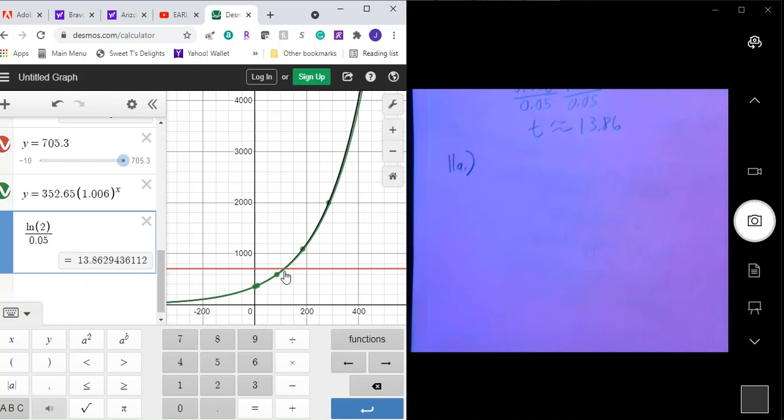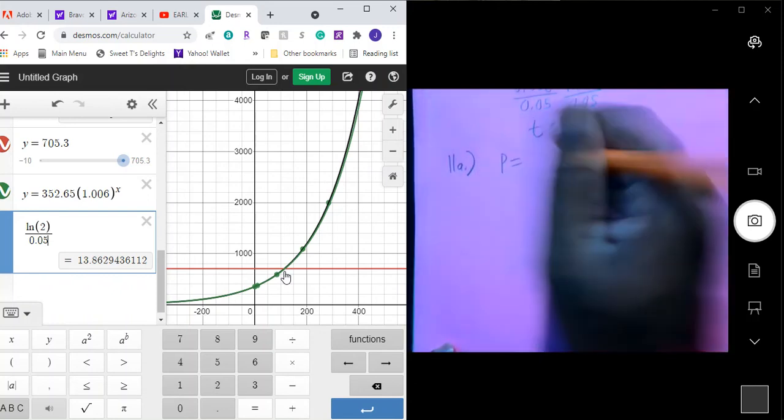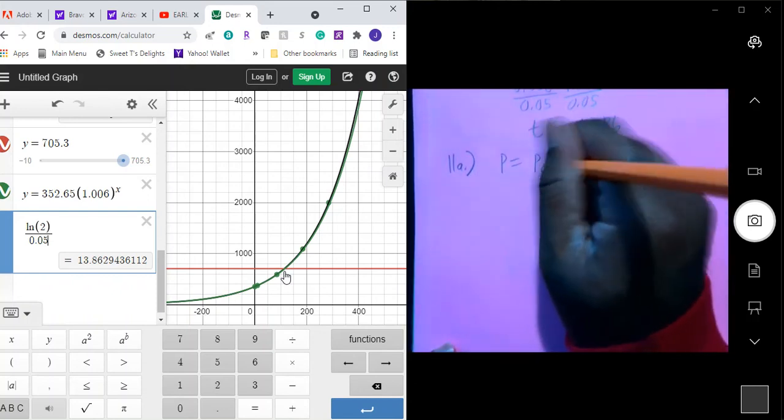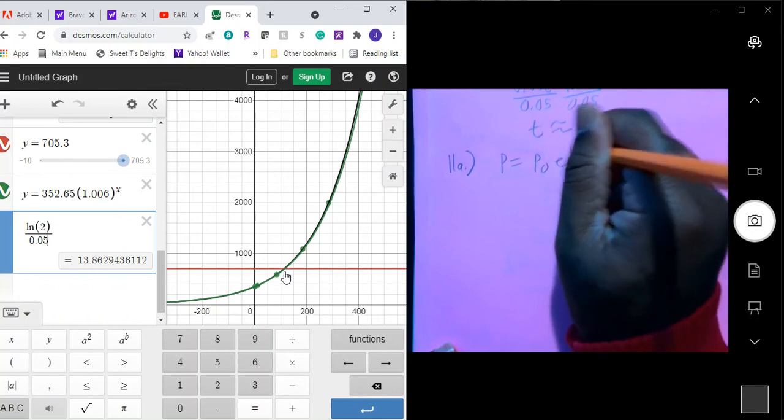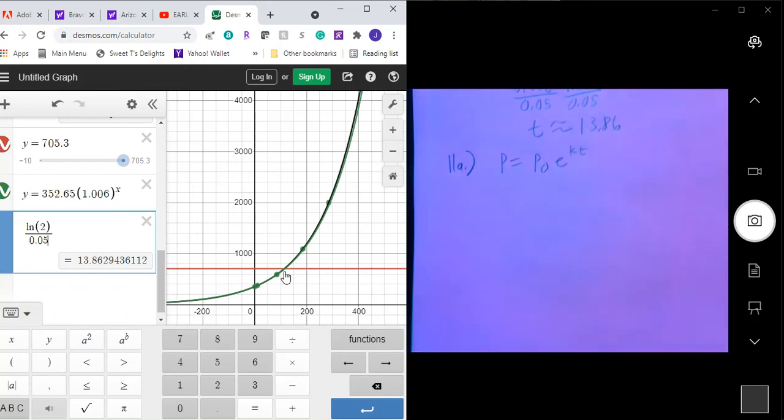If this growth rate remained constant, in what year would the world population reach 10 billion, referred to as Earth's carrying capacity? Use the model. Let me write this model down. P is equal to P naught e to the kt. Okay, so now we move over to the next page.